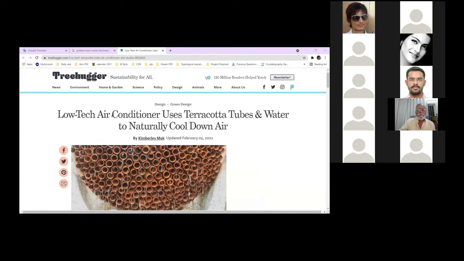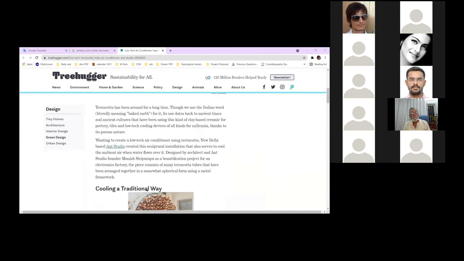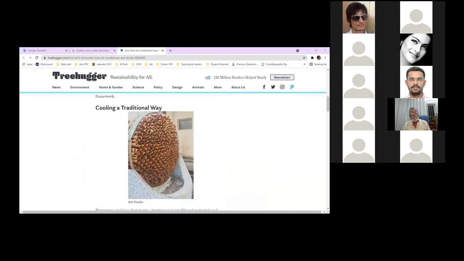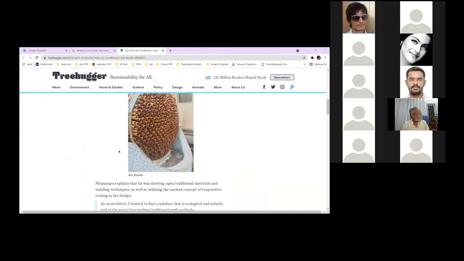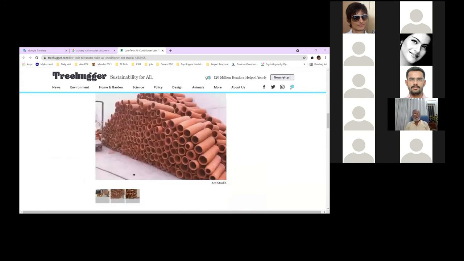This is a low-tech air conditioner. Use a terracotta tube, and water to naturally cool down the air. This is the design in which water is flowing from up to down, and air is flowing from one side to another side, and the room is cooled down. Yes, very nice, very useful.